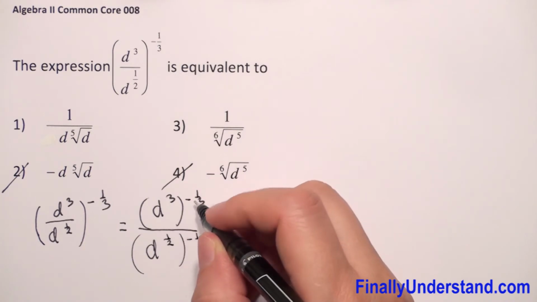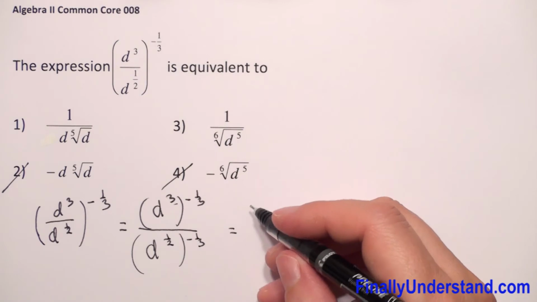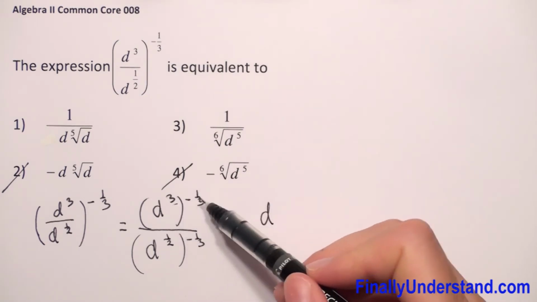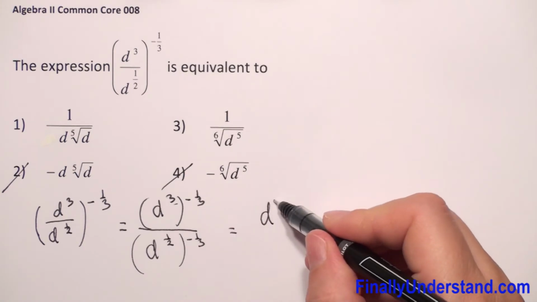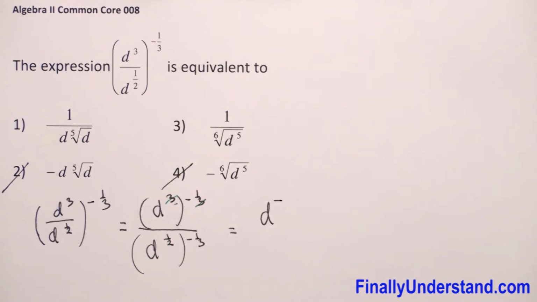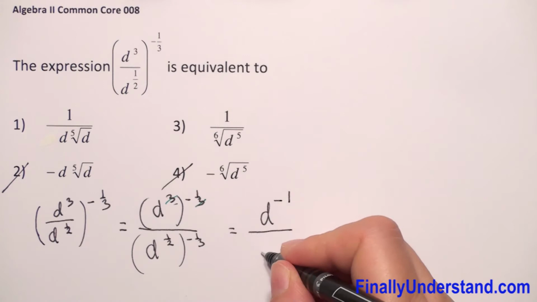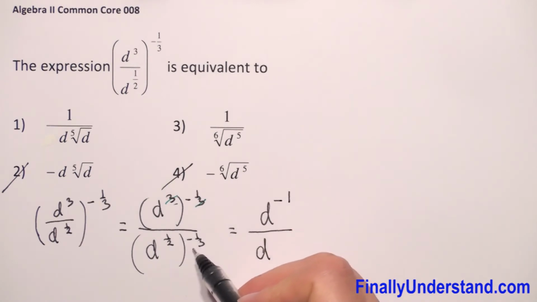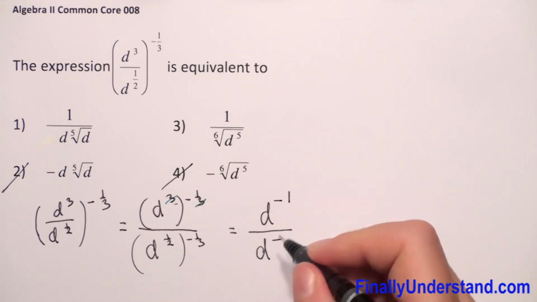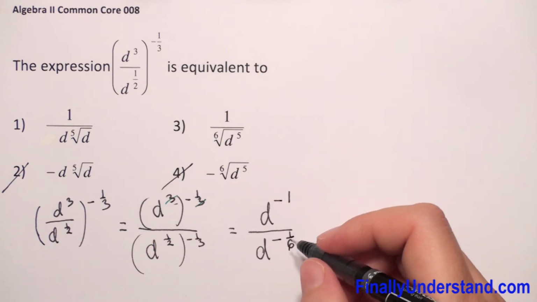We have power to power, so we have to multiply these two powers. So we have d, and we have 3 times negative 1/3, so we have a negative sign, and 3 will reduce, so we have d to the power negative 1 over d we copy, power to power, so we have to again multiply the powers, positive times negative, so it will be negative 1/2 times 1/3, so this is 1 over 6.